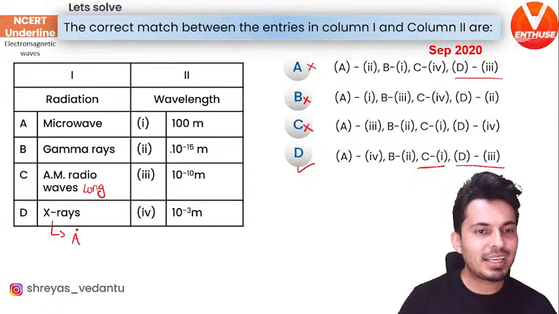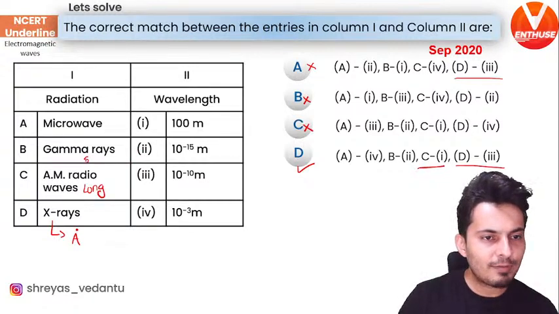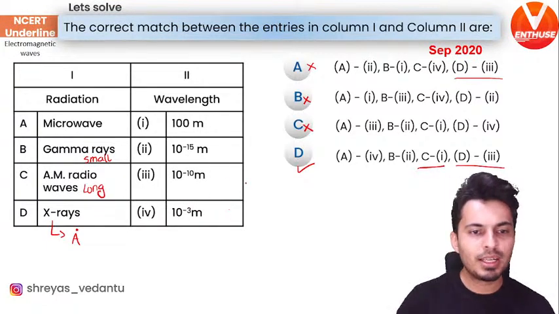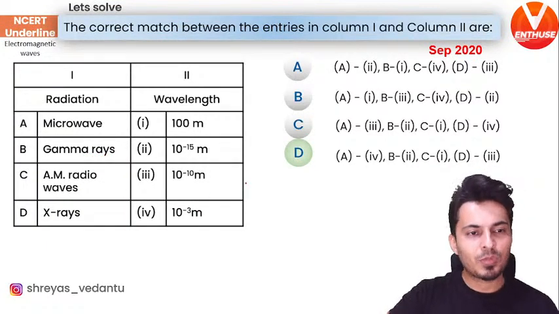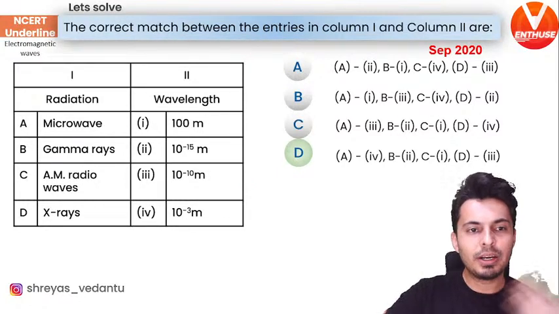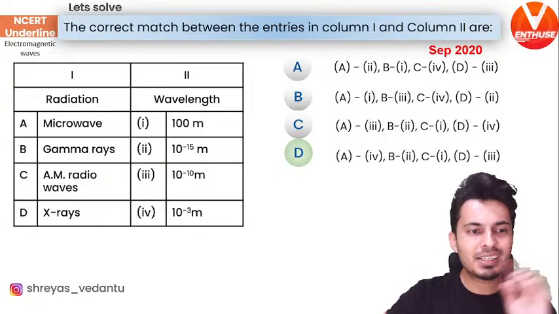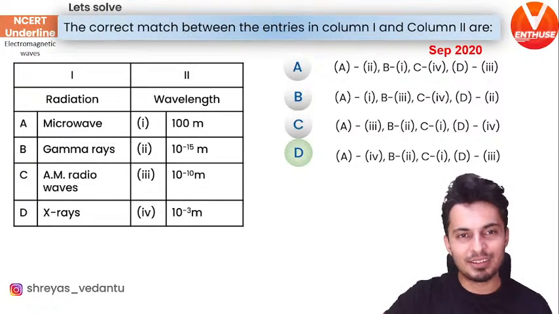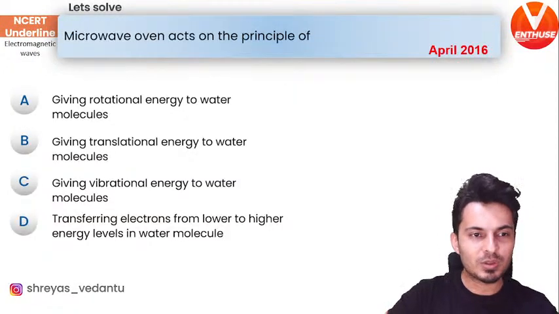Correct. You can see gamma rays will have very small wavelength, very, very small. And microwaves are in the order of 10 to the power minus 3. So A goes with 4. And then you have gamma rays in the order of 10 to the power minus 15, which is 2. Long radio waves, option 1, which is 100 meters. And X-rays are in Angstroms, which is 10 to the power minus 10 meters. So straightforward, that's how you do this question.